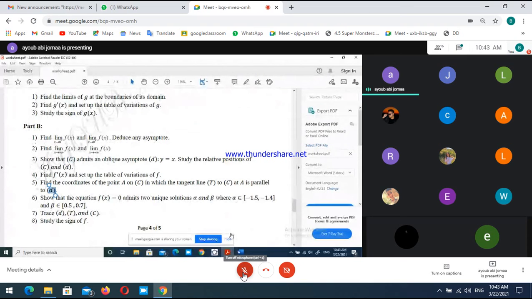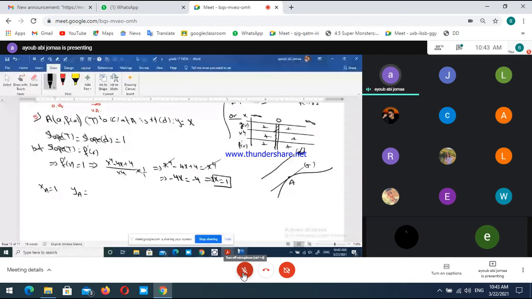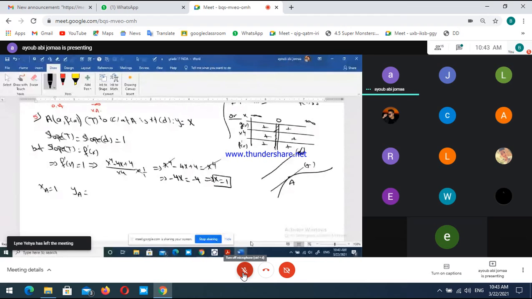So, from one side the slope is 1 because the lines are parallel. From the other side the slope is equal to the derivative, because this is the tangent line. The slope of the tangent line is the derivative. So for that reason I put f prime of x equal 1. If you solve this equation, you get x equal 1. The abscissa of this point A is 1.